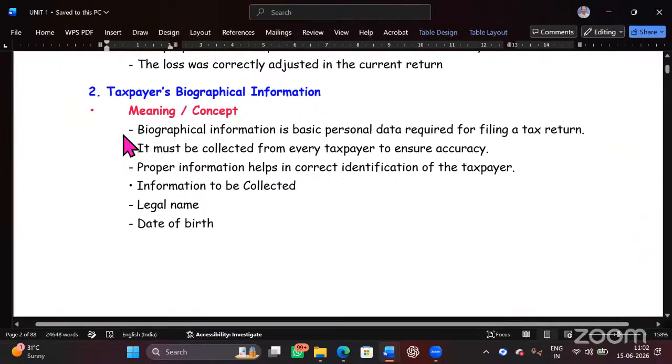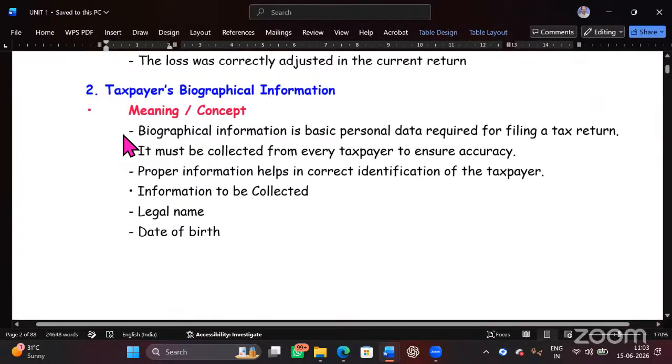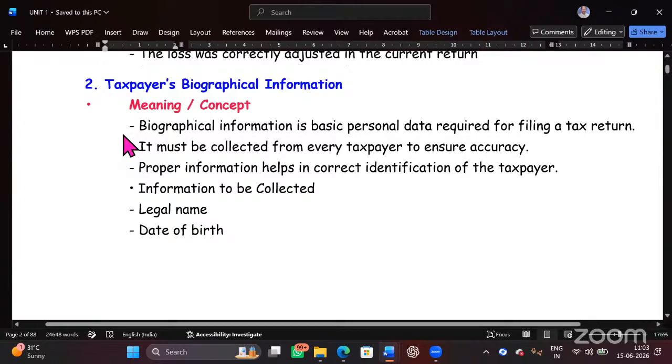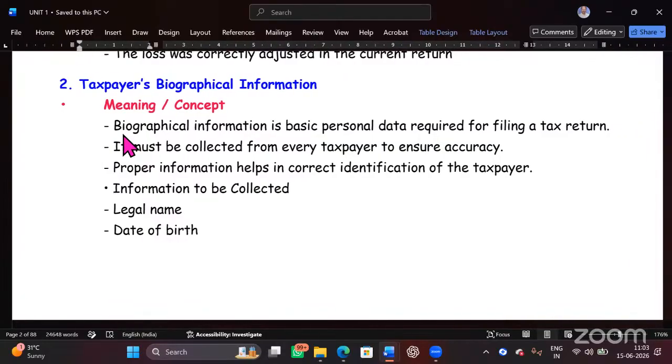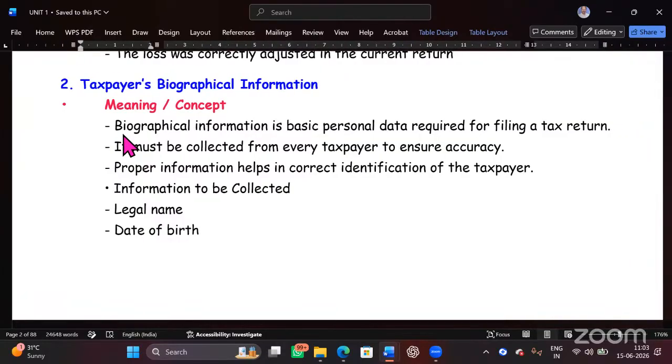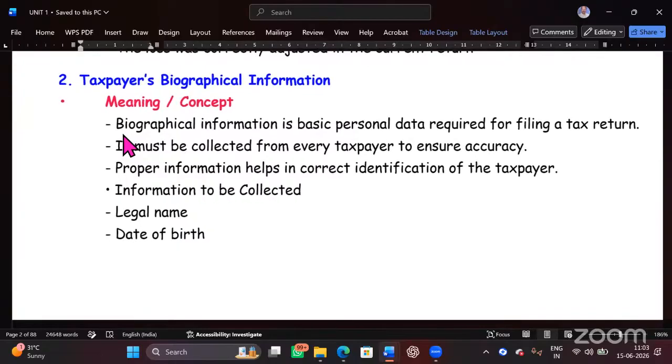Taxpayer's biographical information is the basic personal data required to be filled for the return. This data is to be collected from the taxpayer. Suppose the tax expert, that is the tax preparer, is helping to submit the return of the taxpayer; this information is to be collected from the taxpayer.